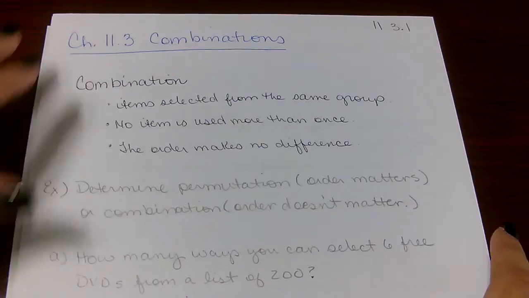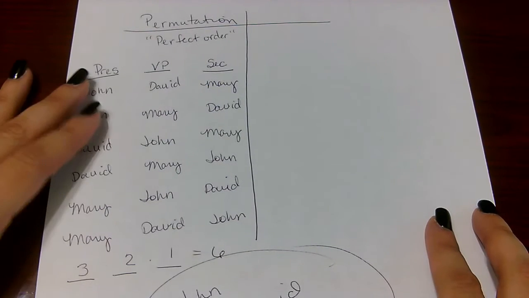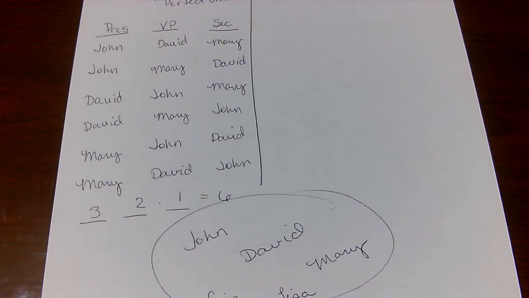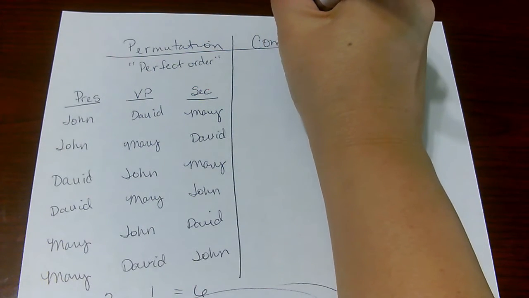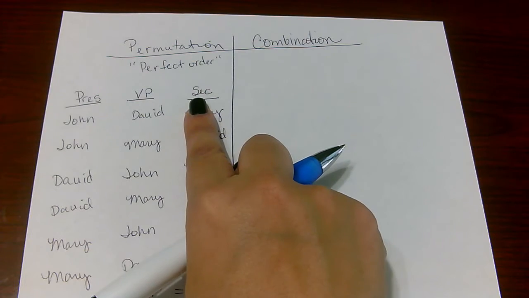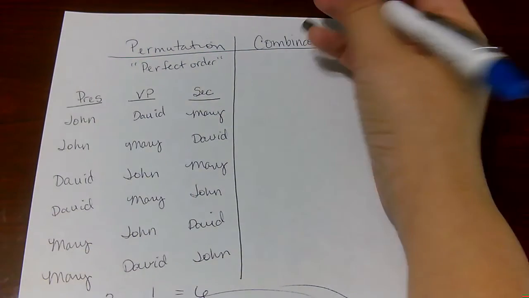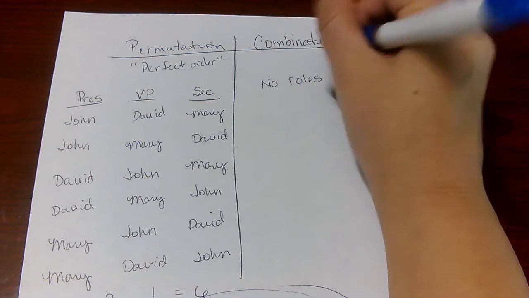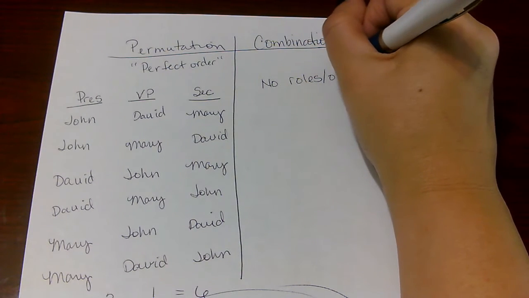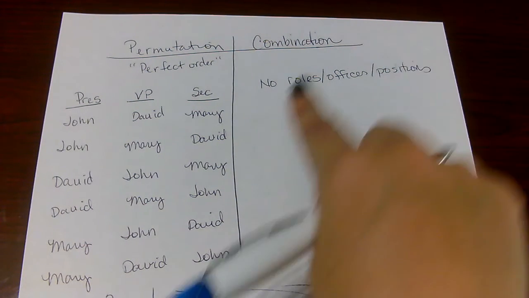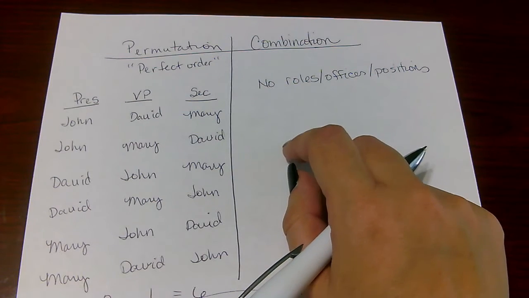So let's go back to that example that we used last time. Remember here, it said a perfect order, and we used the three people at first, John, David, and Mary. So now let's say for combination, instead of there being specific roles, we're just going to have them in a team. When they're in a team and there's no roles, offices, or positions, then it doesn't matter who comes in first, second, or third.